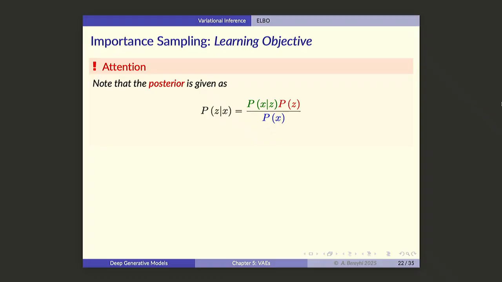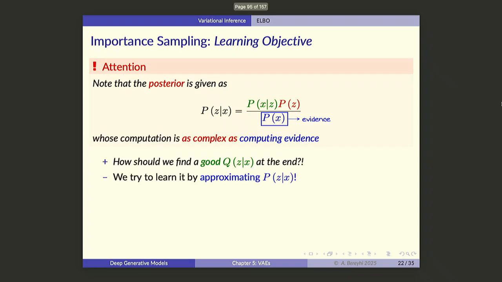And what is the denominator here? It's the evidence itself, the thing that we are looking for. So finding the posterior is as complex as finding the evidence. Don't panic. We're not solving an NP-hard problem here. The point is that we're just reforming the problem. In terms of complexity, it is still very complex to find the posterior. It's as complex as evidence.